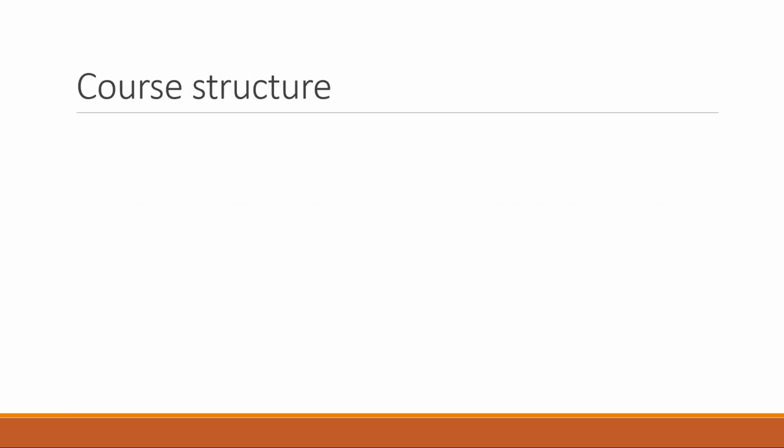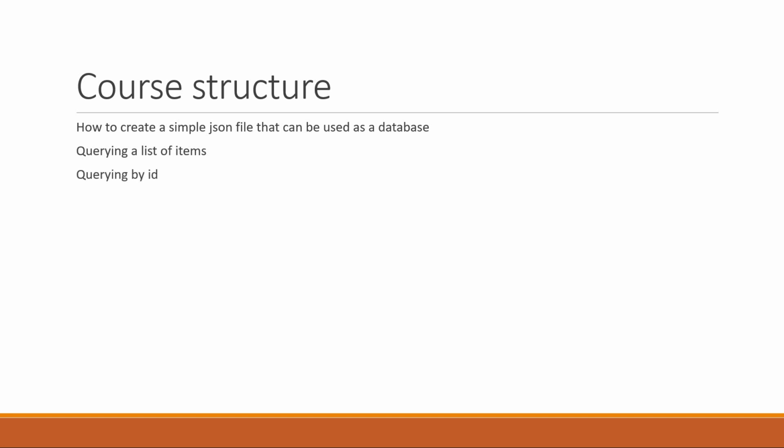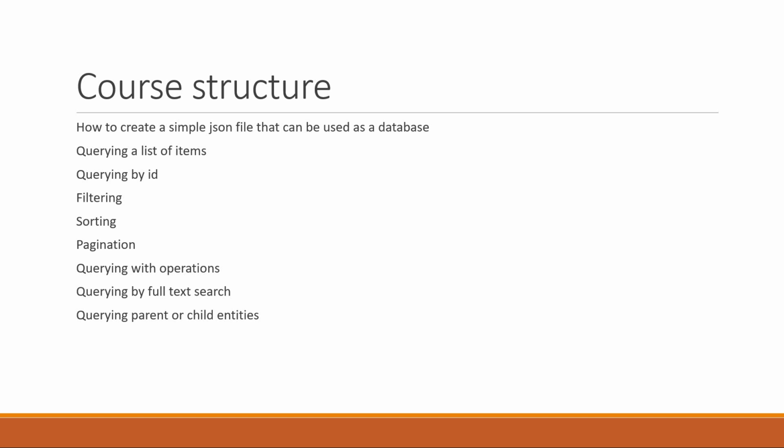In this mini-series, I will show you how to create a simple JSON file that can be used as a database and supports API requests for a number of day-to-day requirements like querying a list of items, querying by ID, filtering, sorting, pagination, querying with operations like greater than or less than, querying by full text search, querying parent or child entities, and making post, put, or delete requests, all using JSON Server. We will wrap up the series with some configuration options.